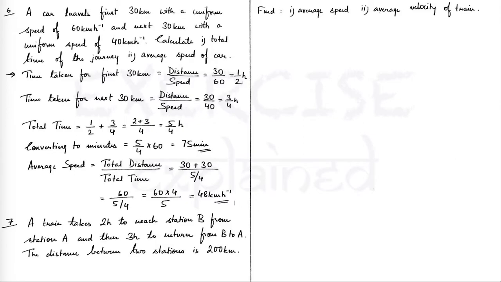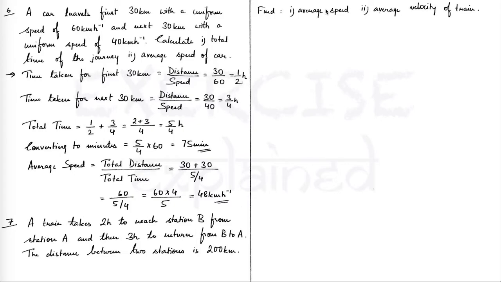Now coming into the 7th question, exercise 2A, motion in one dimension, ICSE 9th. A train takes 2 hours to reach station B from station A and then 3 hours to return from B to A. So the question is given, while going from A to B, it is taking 2 hours, and then again coming back to station A, it is taking 3 hours from station B. The distance between two stations is 200 kilometers. We need to find average speed and average velocity of the train.